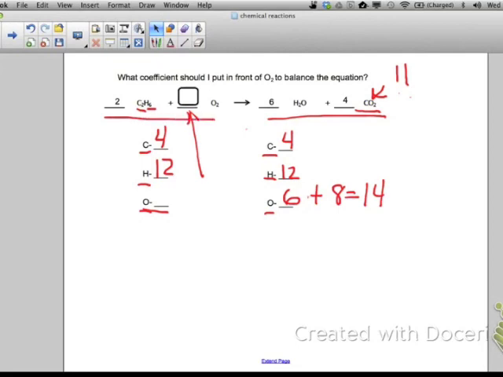So I want you to think for a moment, what number would I put there in order to have 14 oxygens? Well, we got O2, so 2 times what number is going to give us 14? That would be 7. And so I have 7 as my coefficient, and I'm going to have 14 oxygens on this side. So now everything is balanced, everything's equal, and everything is good. We know that our coefficient should be 7.